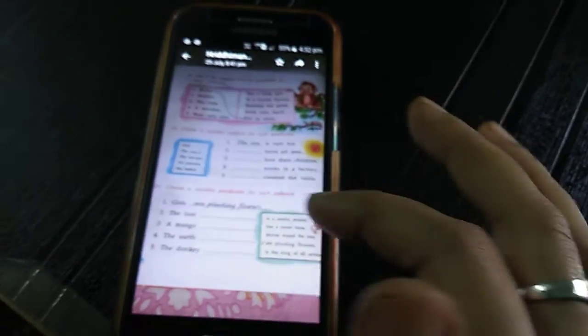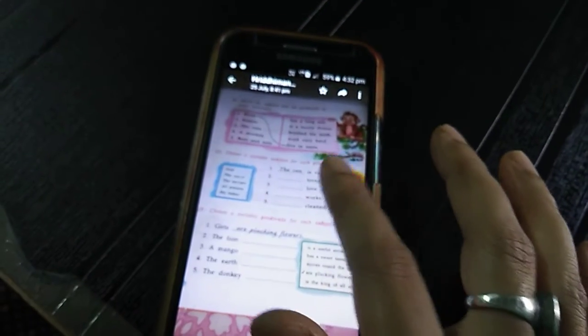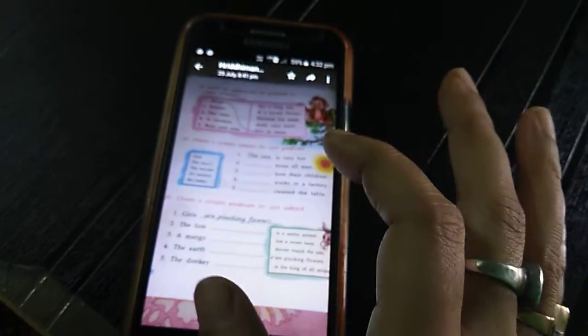Clear? So this will be your homework: number 1, number 2, number 3 and number 4. Very easy. You can do it in the book also.